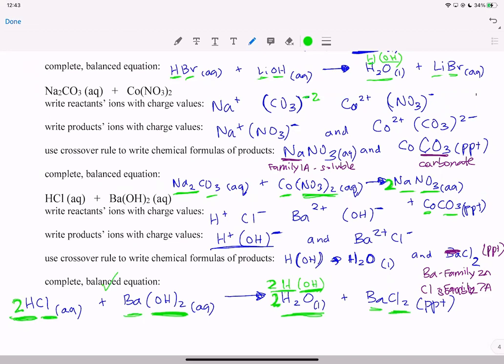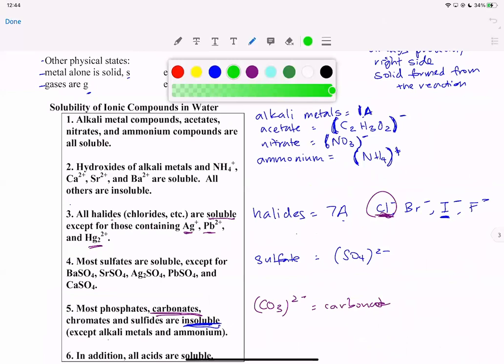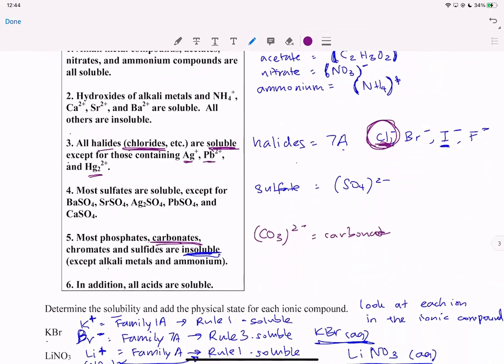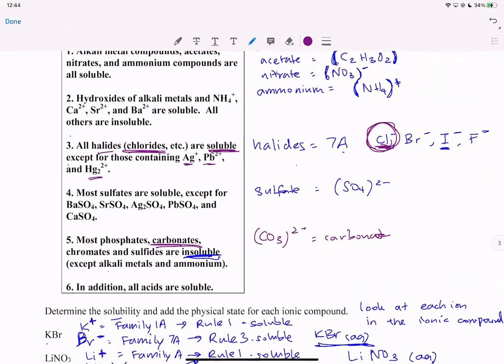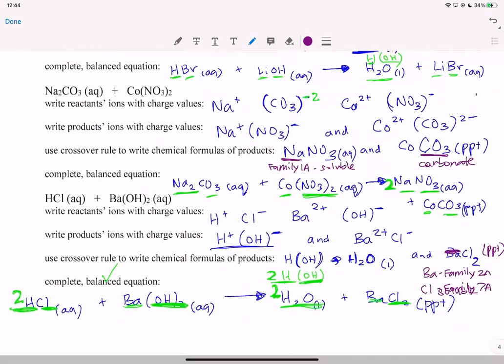Okay, why is BaCl2 a precipitate? Because going back up to rule 3, which is that you have chlorides. So chloride is in family 7A, that's the chlorine. And these are soluble, except for those containing, oh, sorry, it's not. You're right about that. So that is soluble, and barium is not an exception. Sorry about that. So this is not a precipitate. This gets to be an AQ.